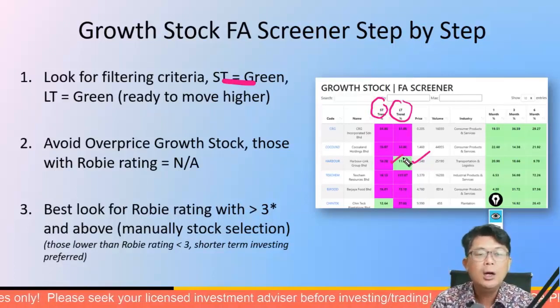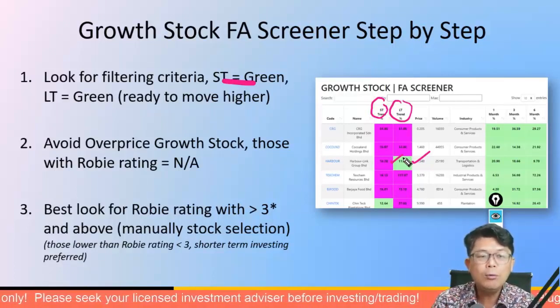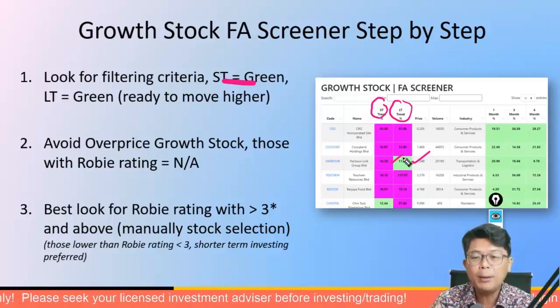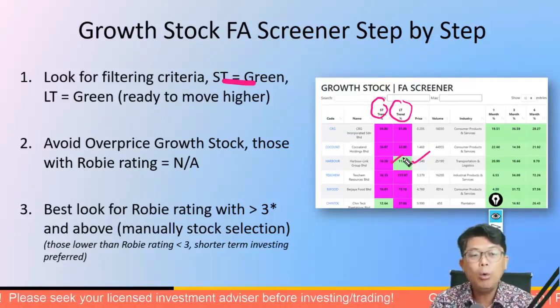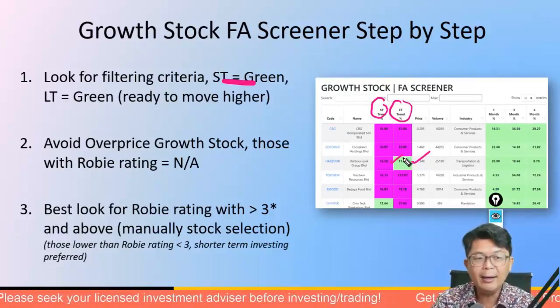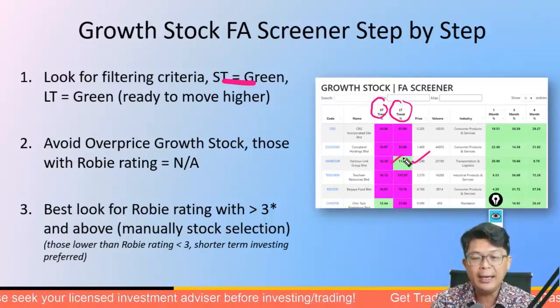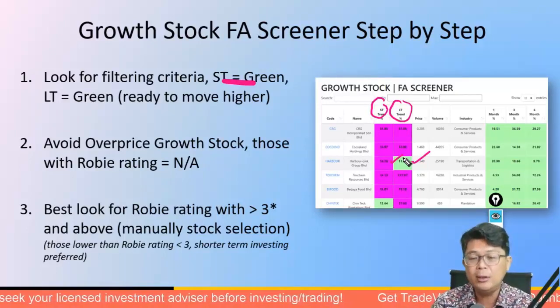So very important point number 2, avoid overpaying or overgrowth. Avoid paying for overpriced growth stock. Those come with Robie rating of NA. All right. Now third one, always look for Robie rating of 3 and above. And that's the whole one thing we're going to do.